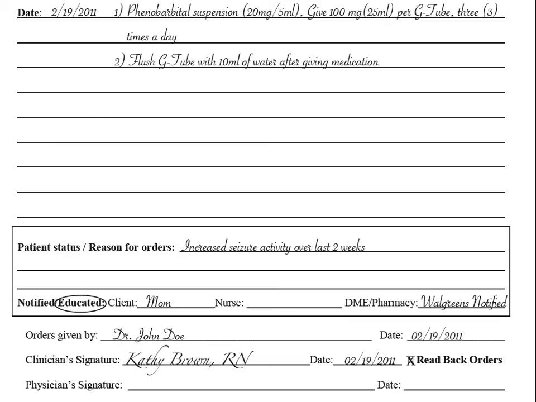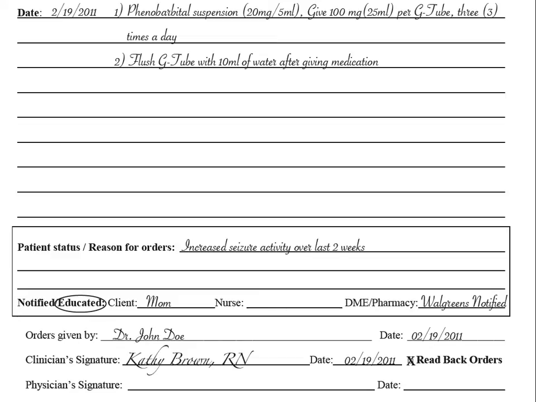Be sure to indicate on the order that you have notified or educated the appropriate people. The client's mother, under education. Under the nurse section, it is a good thing to write medical administration sheet updated, communication book notated, something to indicate that action has been taken on this order. Also indicate that the pharmacy and or the durable medication company have been notified, if that is appropriate.